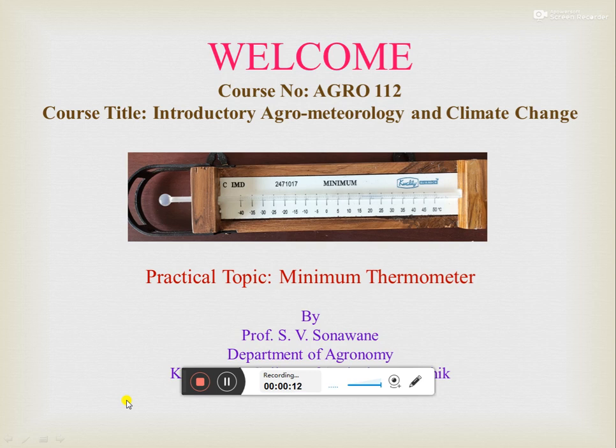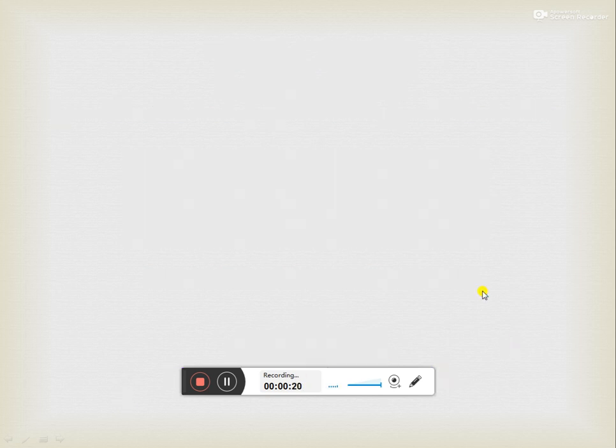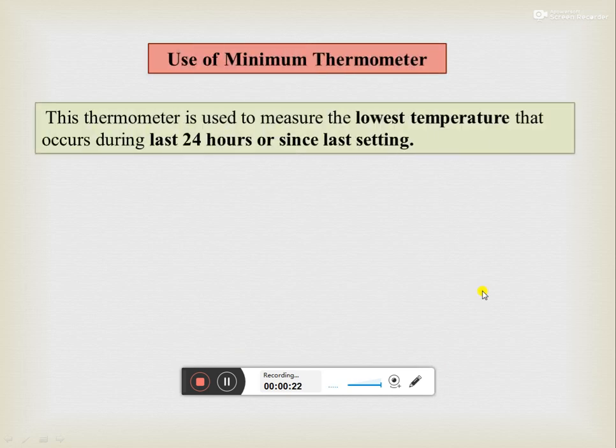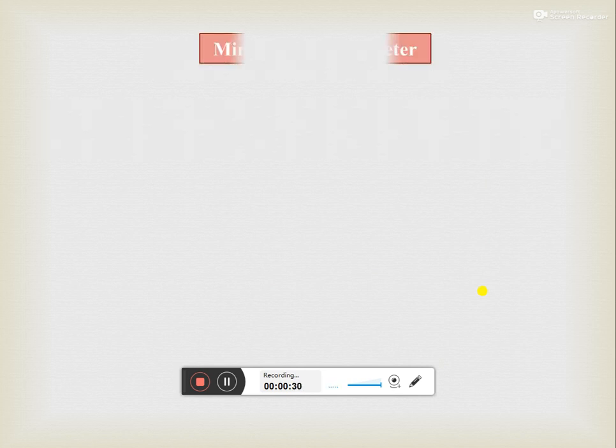Today we will learn about another temperature recording instrument, that is the minimum thermometer. As its name suggests, it is generally used for measuring the lowest temperature that occurs during the last 24 hours or since the last setting. So let's discuss its parts.